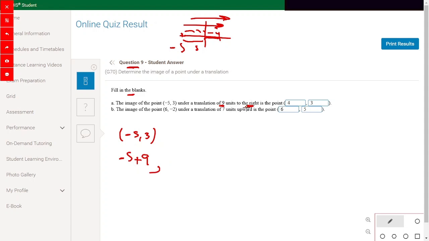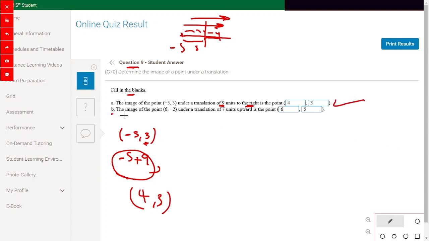And he didn't mention anything about the y-axis. He didn't mention upwards, downwards, vertically. So it will be the same, 3. So minus 5 plus 9 is 4 and 3. So this is the point.